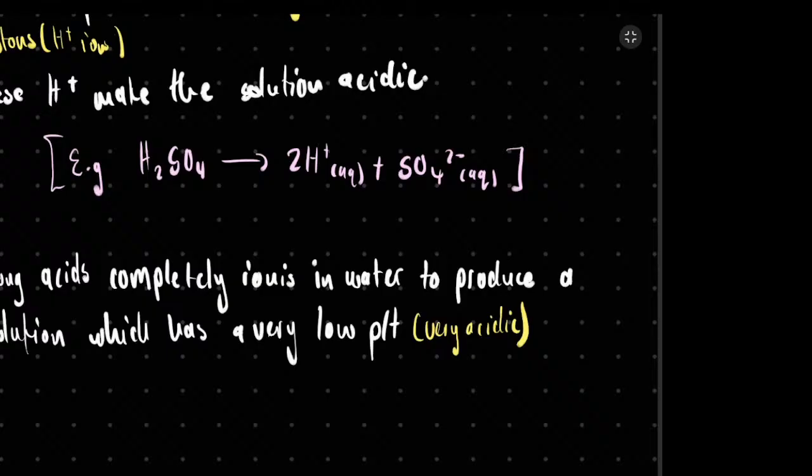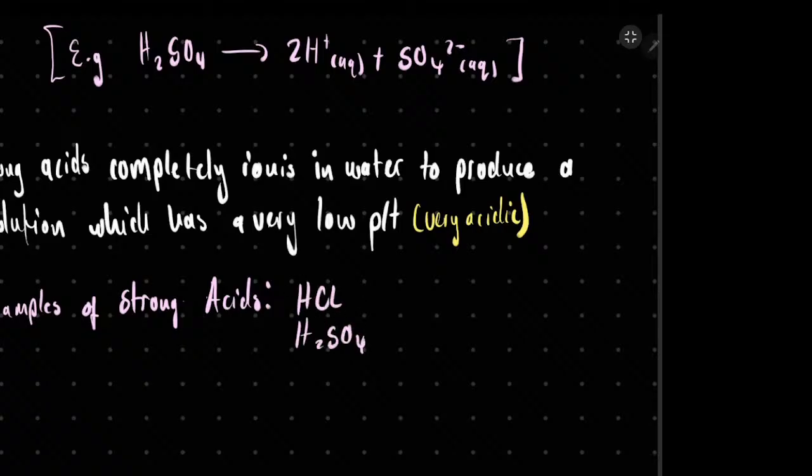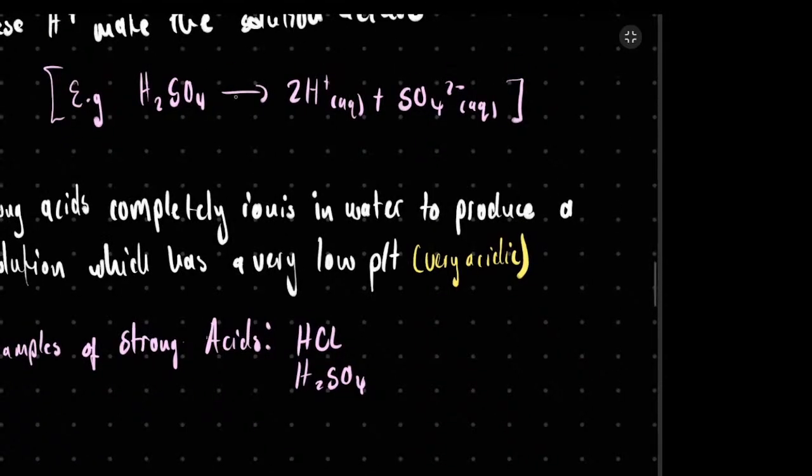If it's a strong acid, here are the strong acids you know. HCl, H2SO4. These are strong acids. They completely ionize in water, which means all the hydrogens that were in the acid will separate, all of them.